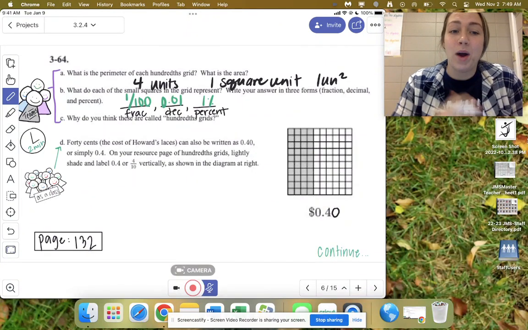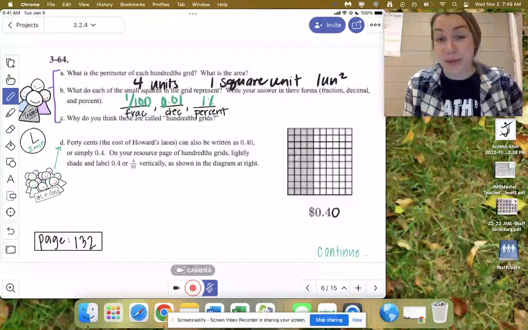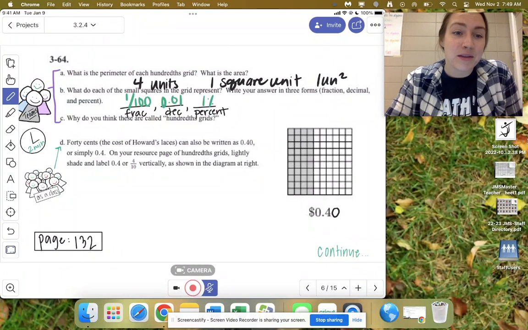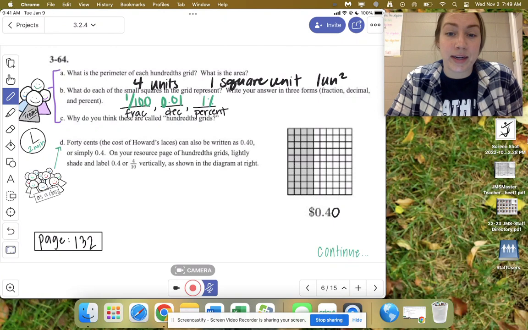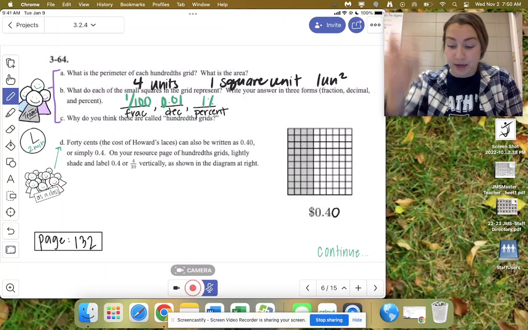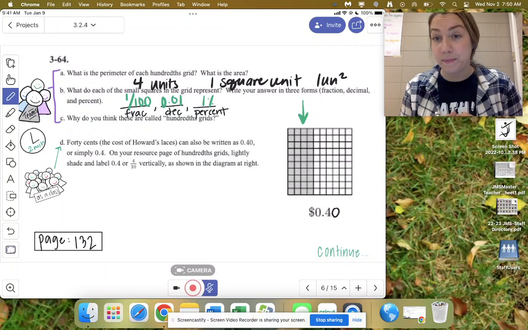Okay? Why do you think they're called hundredths grids? I think I kind of explained that already. There's 100. It's broken up into 100 pieces. They're all 1/100th, so hundredths grid. D says 40 cents of the cost of Howard's laces can also be written as 0.40 or simply 0.4. On your resource page of hundredths grids, lightly shade and label 0.4 or 4/10 vertically, as shown in the diagram at right. Vertically is up and down. So just like this one. So take a second, pause the video. Everybody shade in 4/10 of the grid.